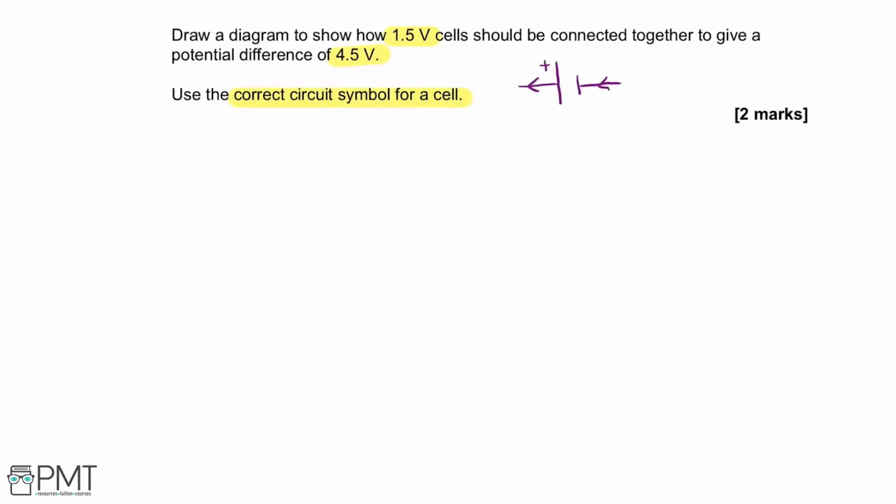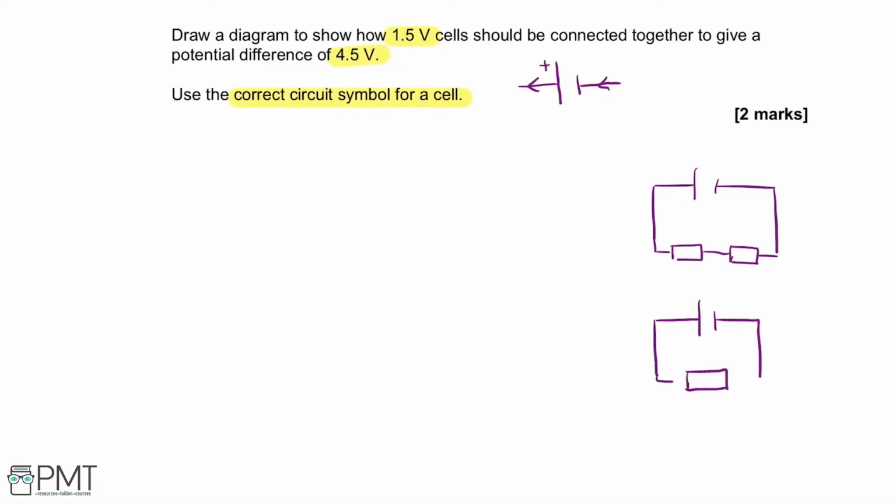So next we're looking for how we can combine 1.5 volt cells to give a total potential difference of 4.5 volts. So the thing that I will be looking for here is whether there is a way that we can add 1.5 volts together a number of times to get 4.5 volts? Because if we can, we know that these are going to be in series.